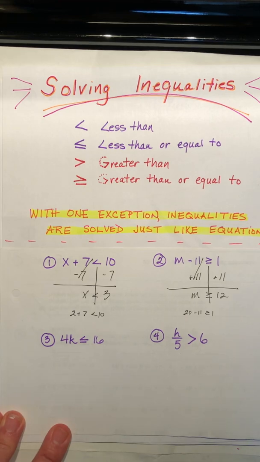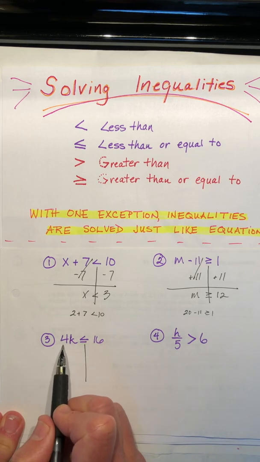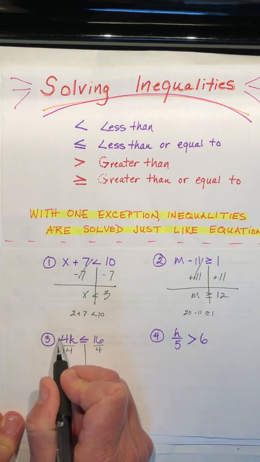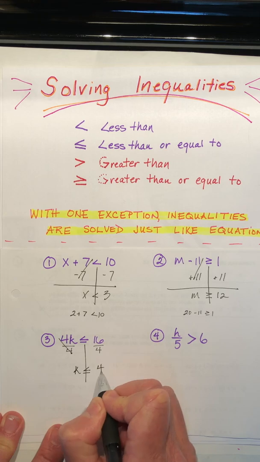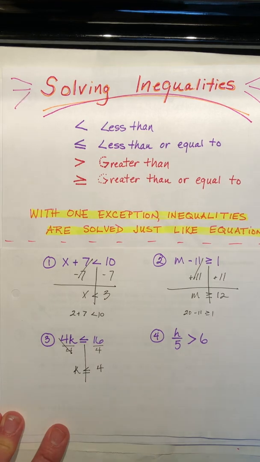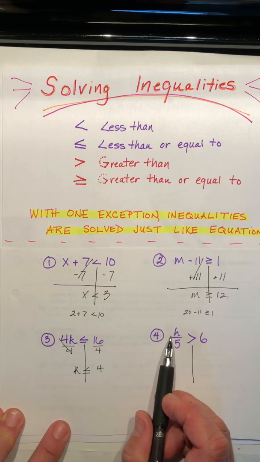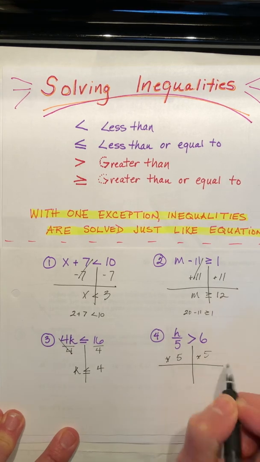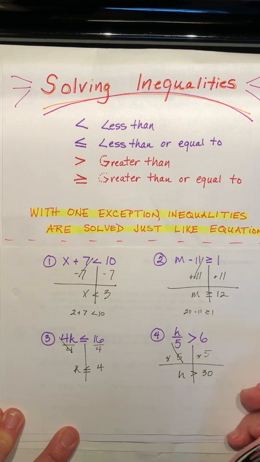Here are 2 more that are very similar. So let's draw our line straight down. Because that is 4 times k, I'll divide both sides by 4 to undo. Those cancel. k is less than or equal to 4. And we could check values for this one just like we did for these. All right, last one. Since this is h divided by 5, I'm multiplying both sides by 5. Those will cancel. h is greater than 30.